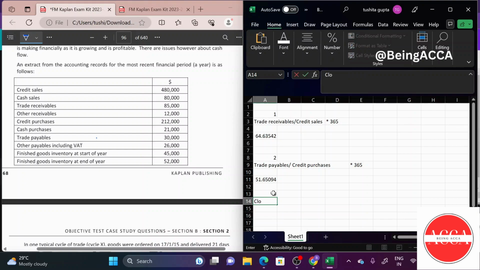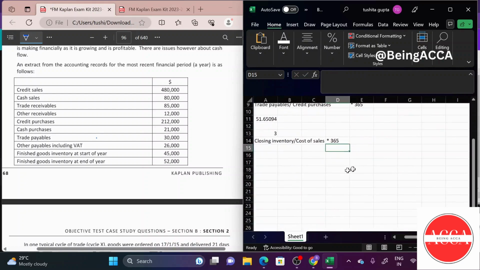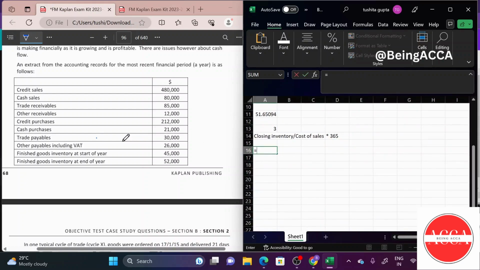What is the formula for the inventory holding period? It is your closing inventory divided by cost of sales, and this entire figure is multiplied by 365 to give the number of days. Do we have the closing inventory at the end of the year? Yes, this is 52,000, and we divide it by the cost of sales. So I think we will have to calculate our cost of sales for that.